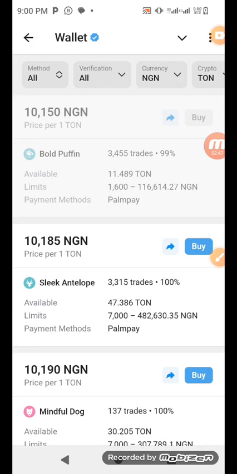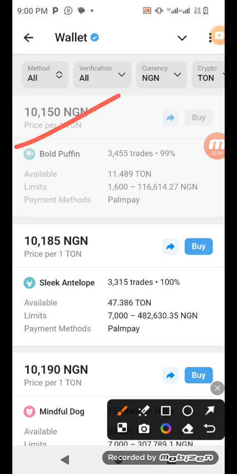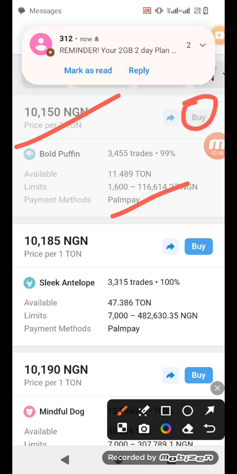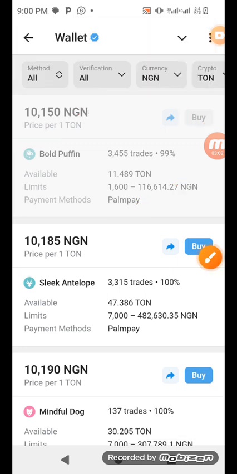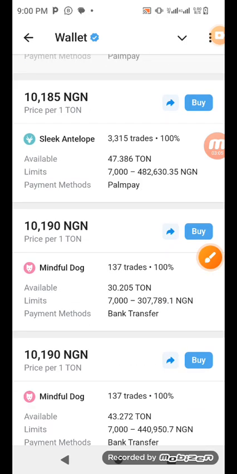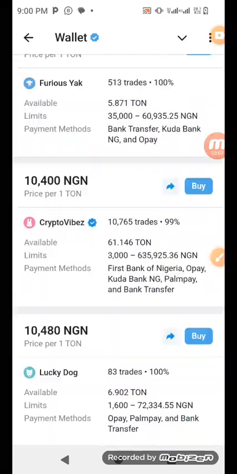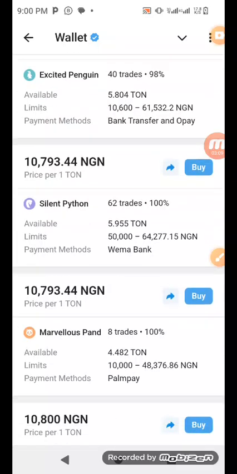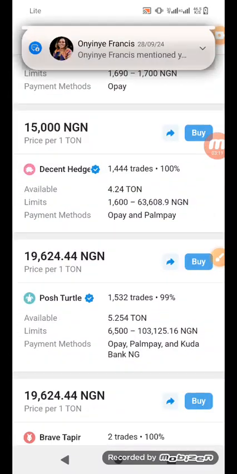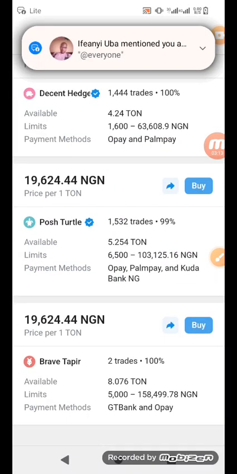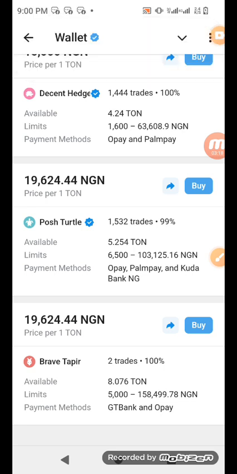So what you are seeing now, I want to show you something. Even though this person here had a cheaper price, it's no longer available, so you cannot buy. If you are not seeing the buy button active, you can't buy from the person. Now this is the next price. Why watch the price? Because if you go further down here, you see some people selling at higher prices. You're going to even see 18,000, I think. Some people are selling as far as 19,000 naira. Someone is selling 1 TON for 19,000 naira.